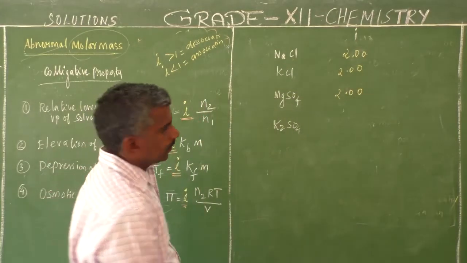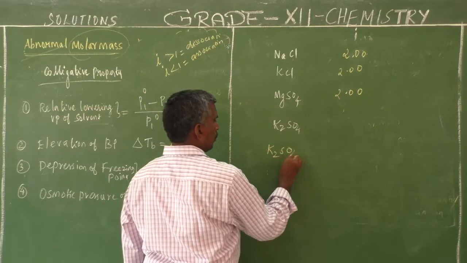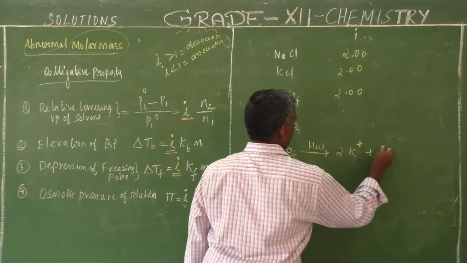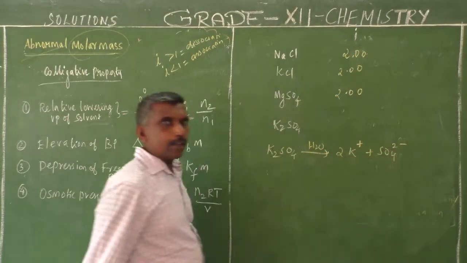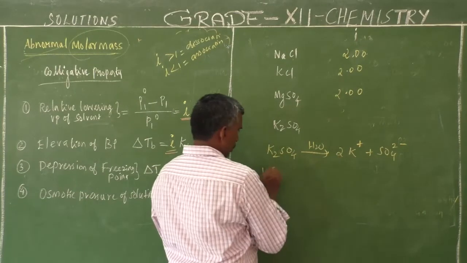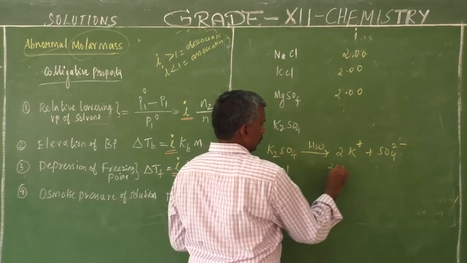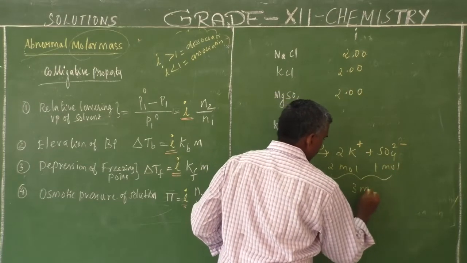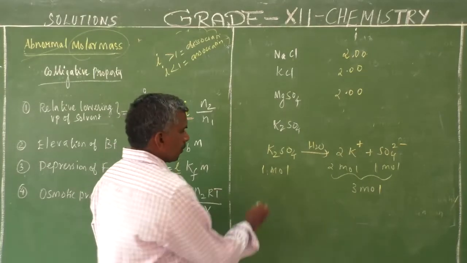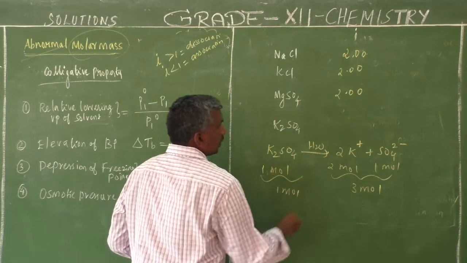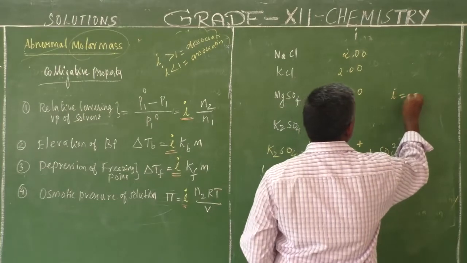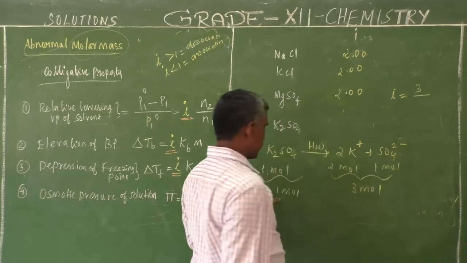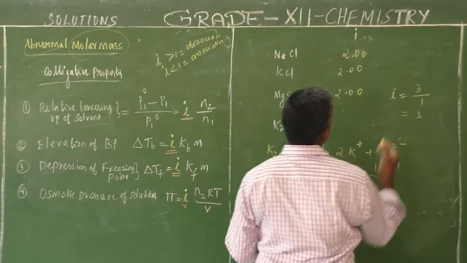Then potassium sulfate is different. K2SO4 when dissolved in water completely dissociates into 2 K plus ions and a sulfate ion. So 1 mole gives 2 moles plus 1 mole, total 3 moles after dissociation. Before dissolution 1 mole. So the I value is 3.